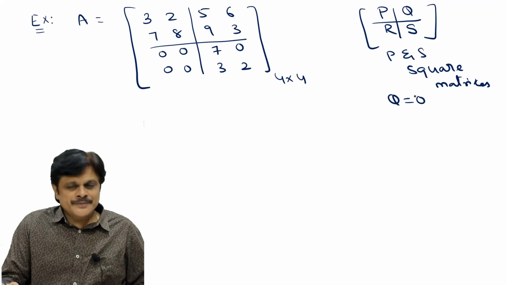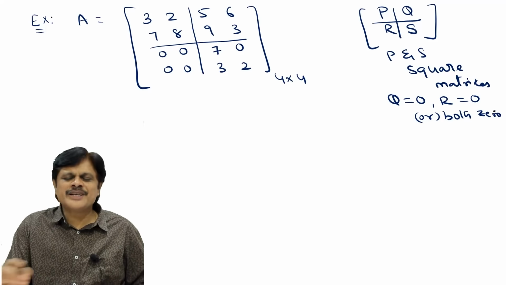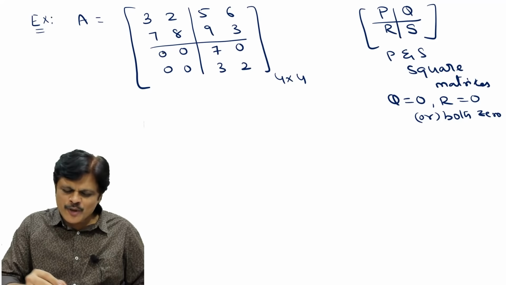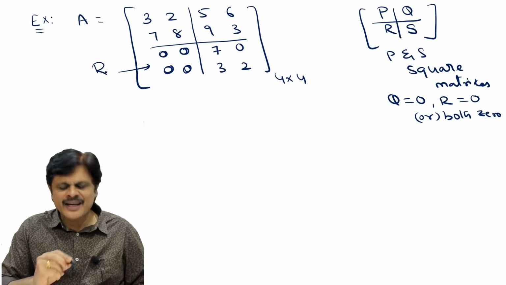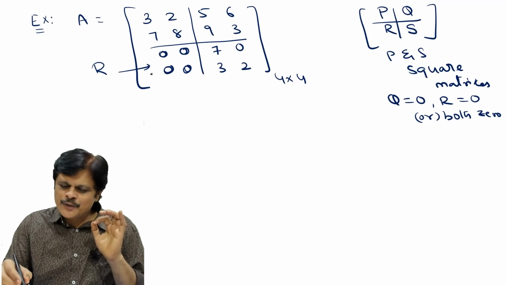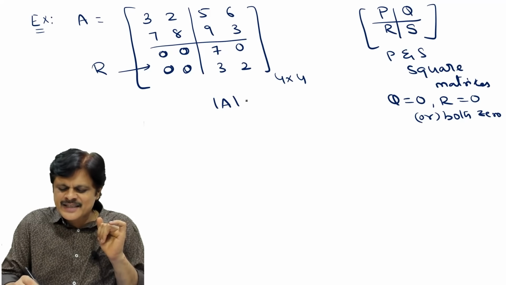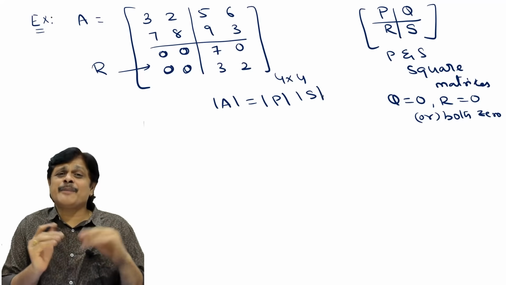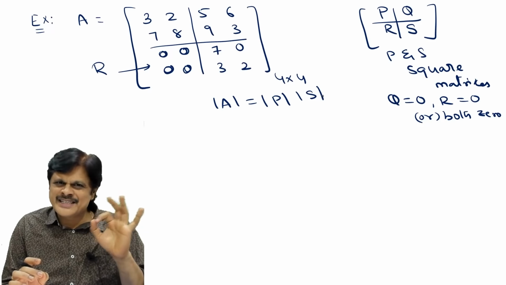Either Q must be 0, R must be 0, or both must be 0. 0 means all elements are 0. If you observe this block, this R part is completely 0. This is your R part, right? Completely 0. And whenever this happens, or if the Q part is 0, then also the determinant of this matrix is simply determinant of P into determinant of S. If you can partition your matrix like this, then the answer is very quick. You can easily get it.